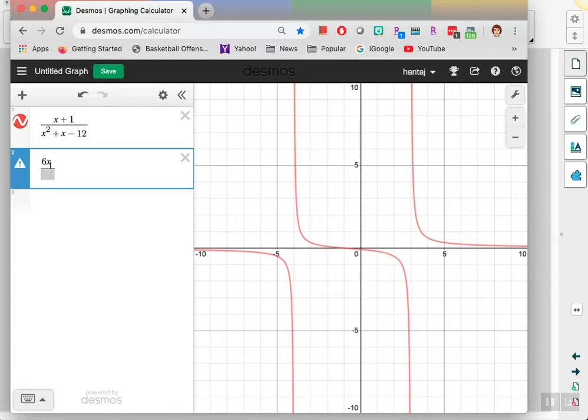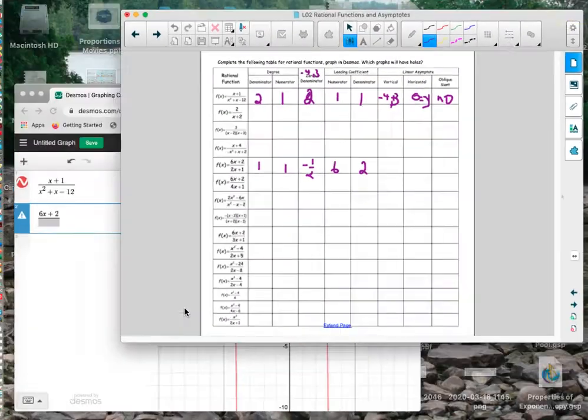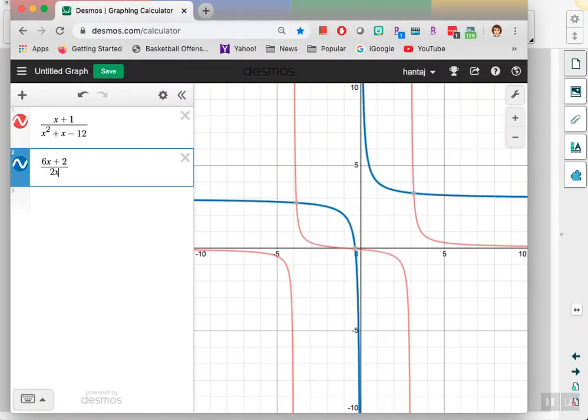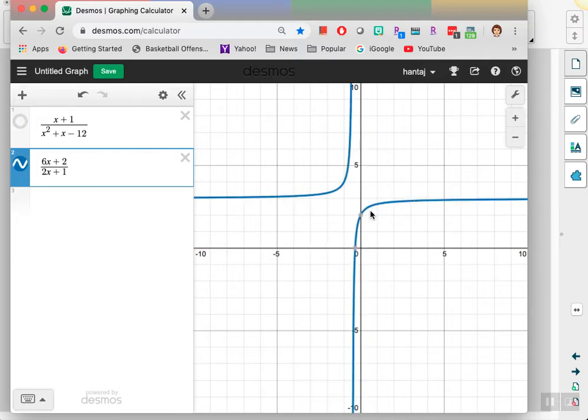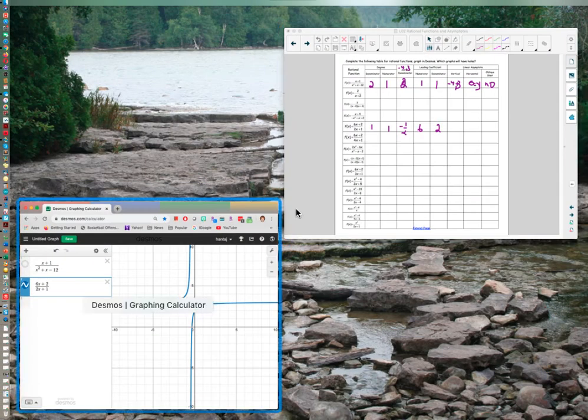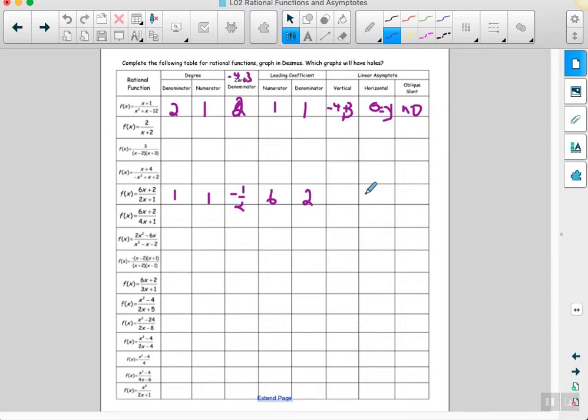6x plus 2 over 2x plus 1. We'll hide that one. And then taking a look right here, we're ending up with a vertical asymptote right here, which looks like x is equal to negative 1/2. And we've got a horizontal asymptote right here, which looks like it's at 3. So coming back here, I'd be writing y equals 3, x equals negative 1/2.